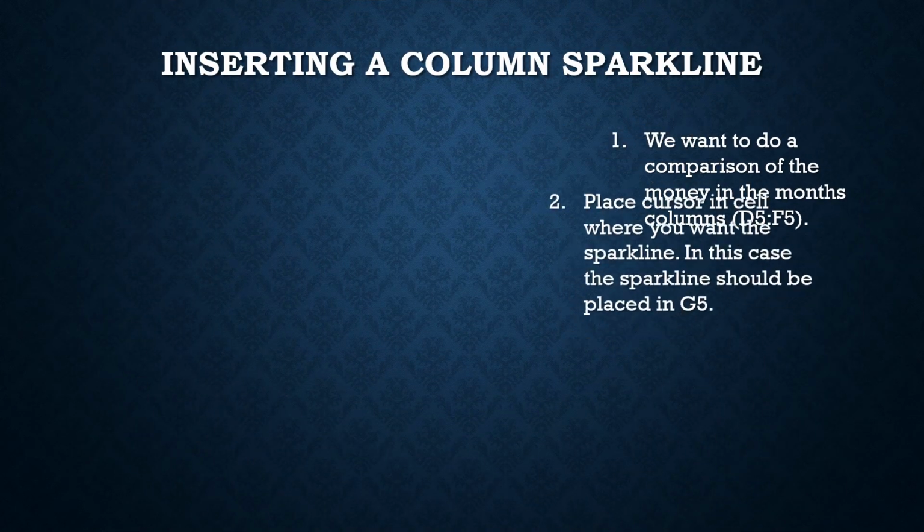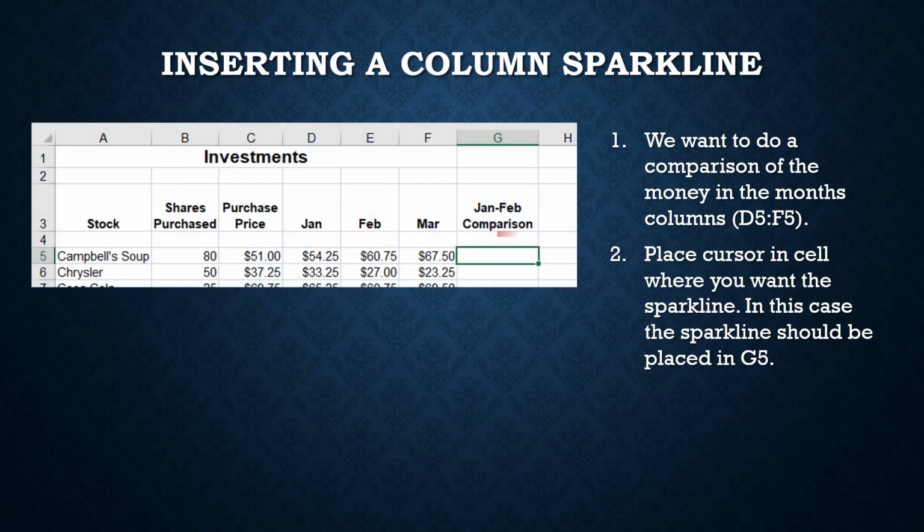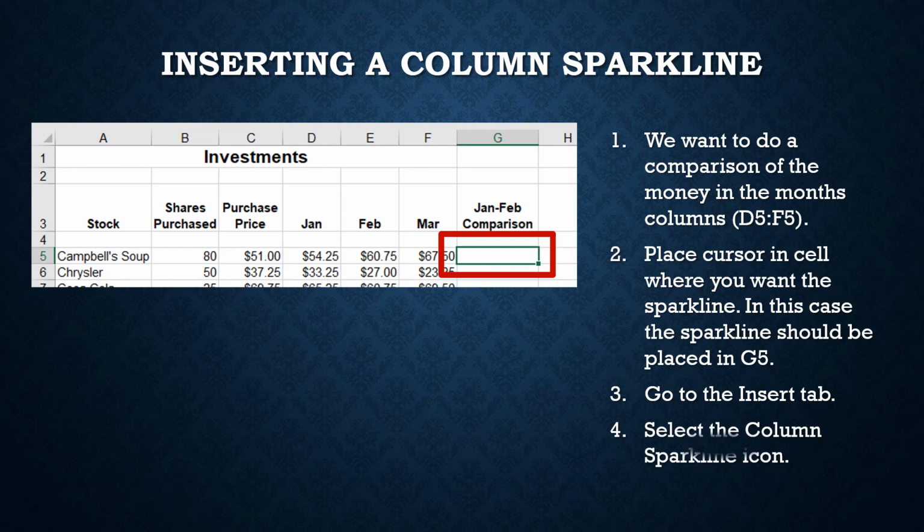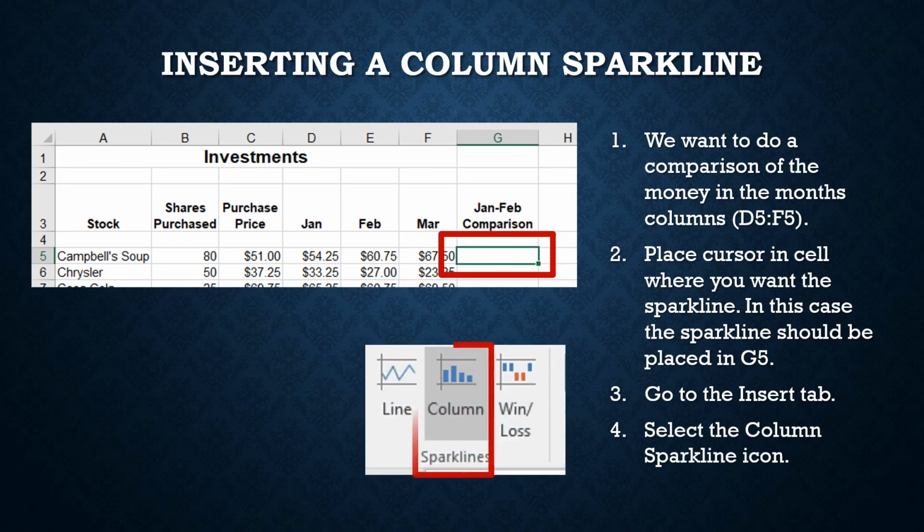Inserting a column spark line. We want to do a comparison of the money in the month's columns D5 through F5. So we will place our cursor in cell G5 since this is where we want our spark lines to appear. We're going to go to the Insert tab, and then we're going to select the column sparkline icon.